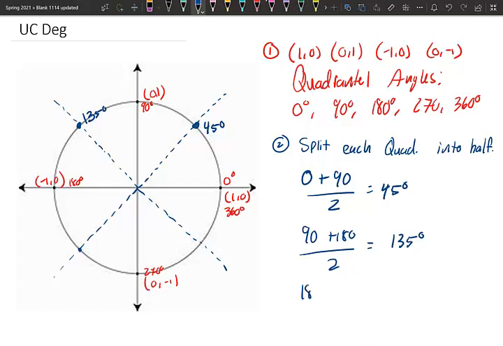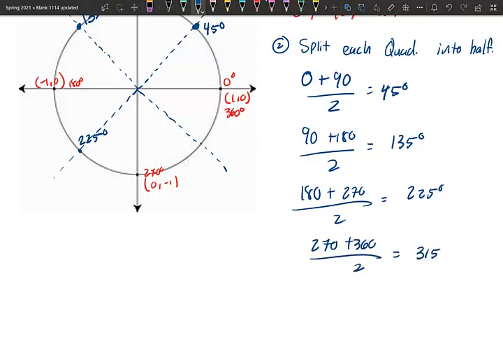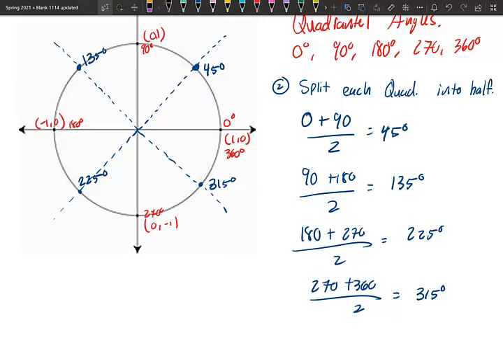Halfway between 180 and 270, we get 225 degrees. Halfway between 270 and 360, we get 315 degrees. Alright, just like before, we're going to break our quadrants into thirds now. So pretending like the blue one isn't there, we're going to break it into thirds.